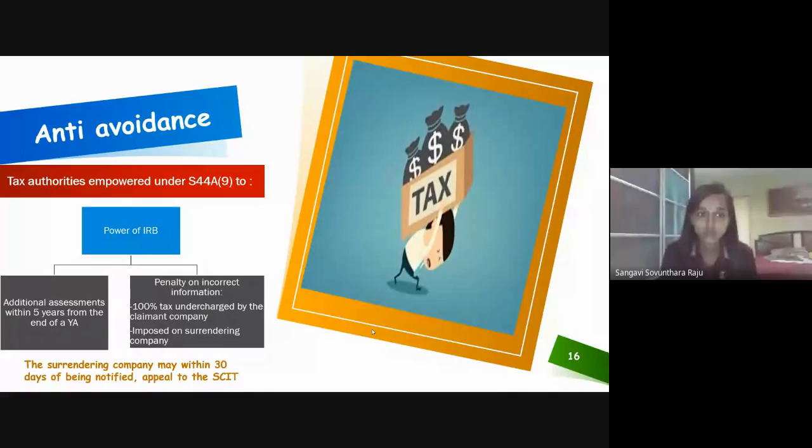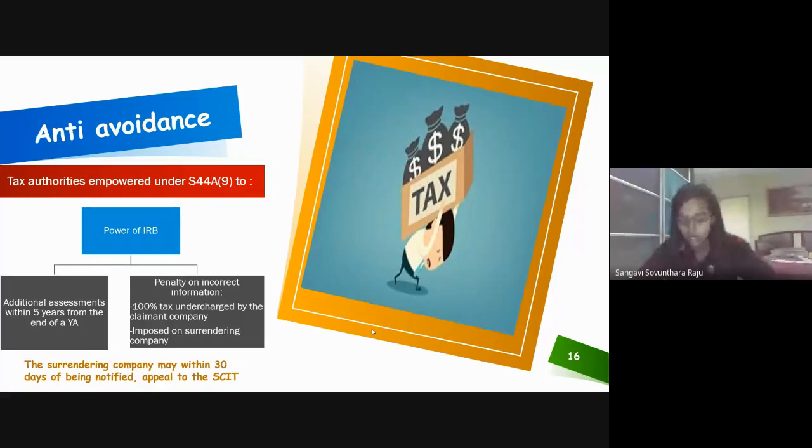So, the anti-avoidance. What I mean by tax avoidance is if the company fails to pay or fails to claim, or provides incorrect information, what are the rules, or what powers will the tax authorities have? The tax authorities are empowered under section 44A(9).